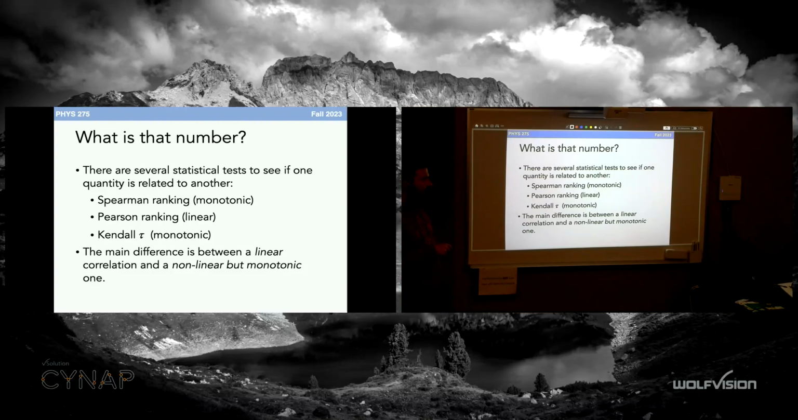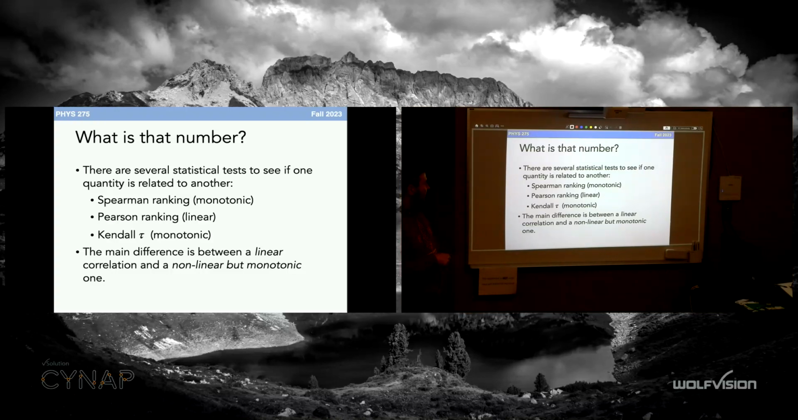There's the Spearman ranking, that's monotonic. There's the Pearson ranking, that's linear, and the Kendall-Tau, which is also monotonic. Monotonic means that it doesn't have to be linear. So it could be fast some times and slow other times. The Pearson ranking looks if A and B are linearly correlated. Is there an actual line?